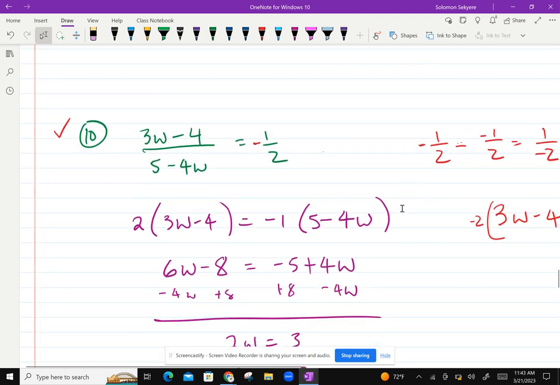Now, this one here, now you have number 10. Let's pay attention to this one. 3w minus 4 over 5 minus 4w is equal to negative half. This negative half here, this negative sign in the middle, it could be negative 1 over 2, the same thing, or it could also be 1 over negative 2. So the negative belongs to the top or the bottom, or it belongs to both in the middle.